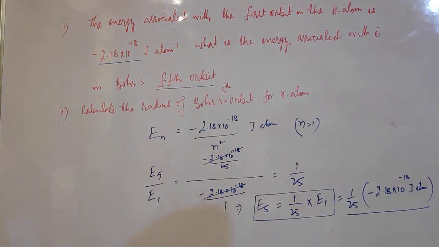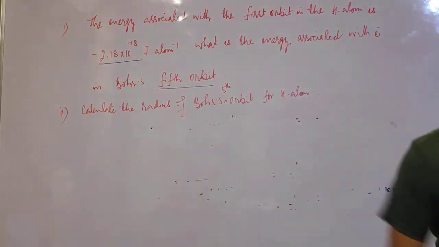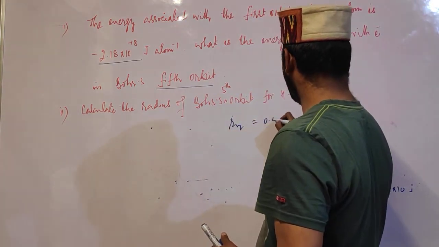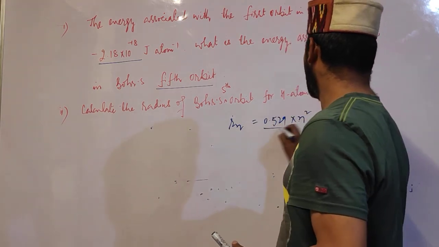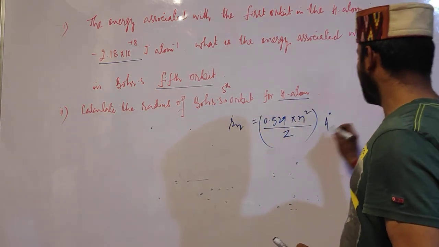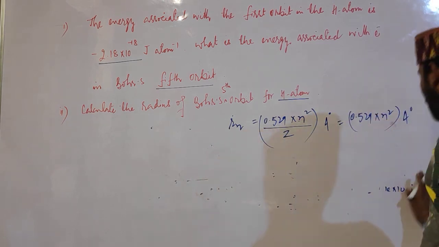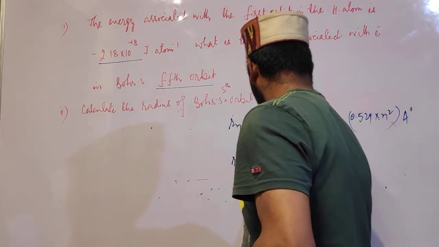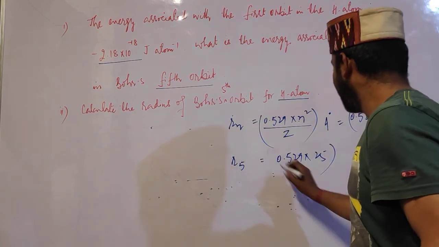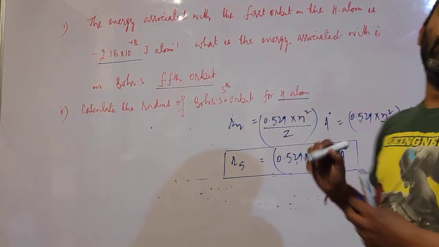Now students, the second part of the question is what is the radius of Bohr's fifth orbit. So the general expression for radius is that radius is 0.529 into n square upon z angstrom. Now since the question is regarding hydrogen atom, z we put 1, so it is 0.529 into n square angstrom. So now for the fifth orbit, R5 कितना होगा, it will be 0.529 into 5 square, that is 25 angstrom. So students, solving this we get the radius of the fifth orbit.